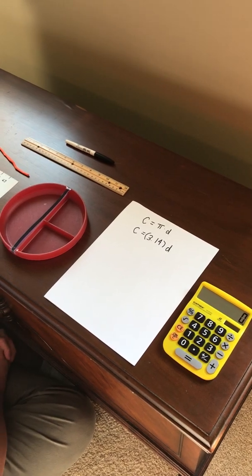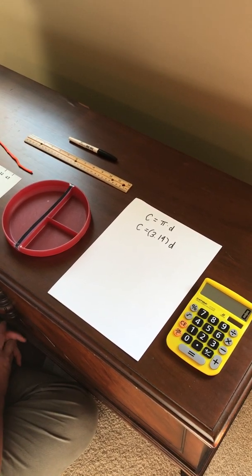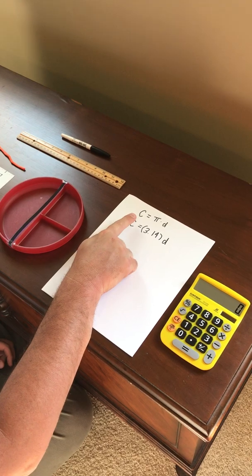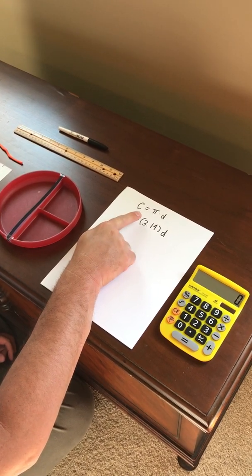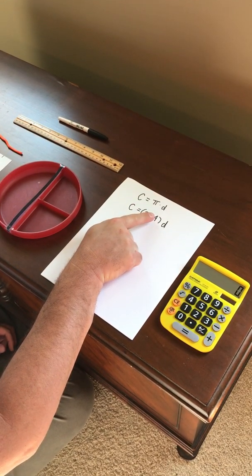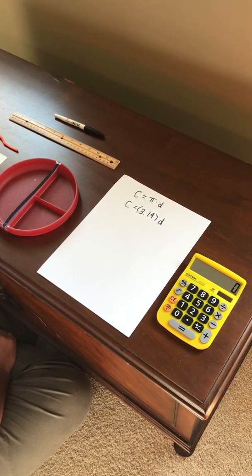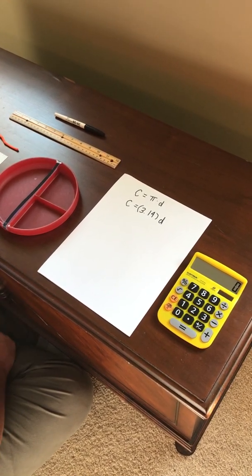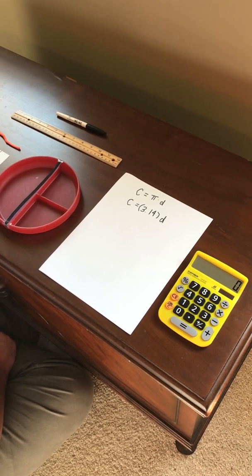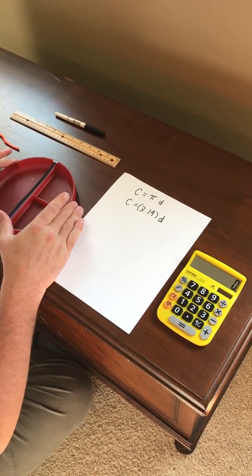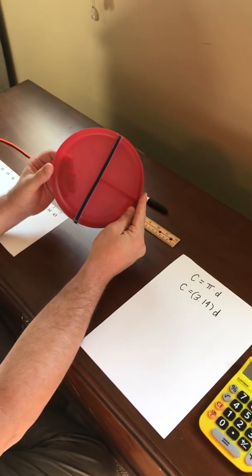Hello everyone. Today we are going to utilize the equation circumference equals pi times diameter, and we are going to apply that equation when measuring a household item.